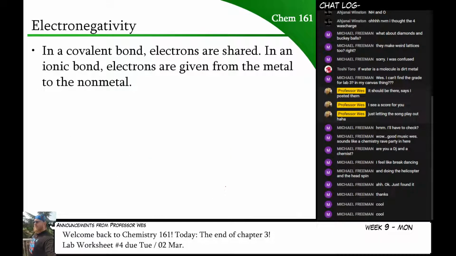So the first property we're going to talk about that governs how bonding occurs is called electronegativity. Now, some elements tend to give their electrons to other elements. And other elements just sort of say, well, meet me halfway, we'll share them.